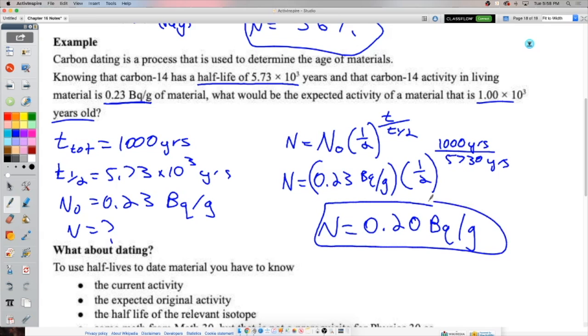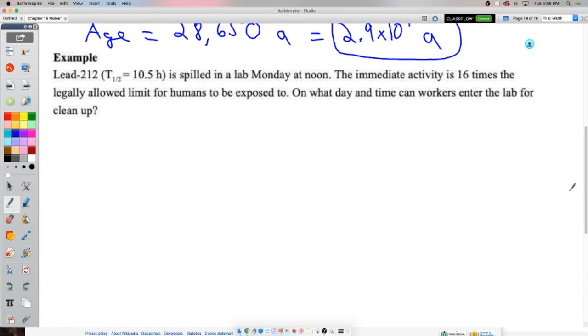So the next time you hear that some ancient site has been discovered and they've carbon dated it, now you know how they did it. They just looked at how much of the carbon-14 was left and said, well, carbon-14 takes this long to disappear. If this much of it is gone, they've been dead for this long. Pretty cool. Okay, last one here.